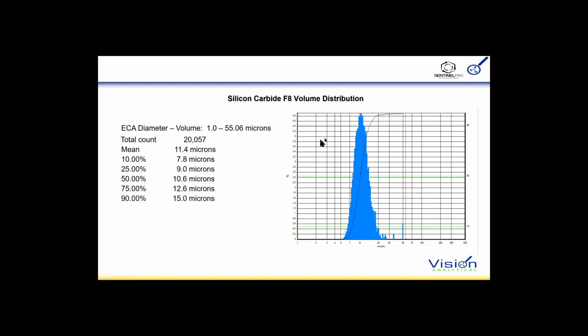11.4 microns is the mean, which is right here. And 10% of the particles are less than 7.8 microns, and 90% of the particles are less than 15 microns. And we only have a few samples that are above 30 microns. Just a few. This is sample F8.